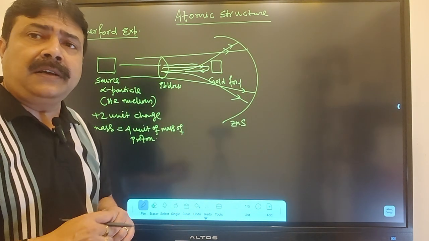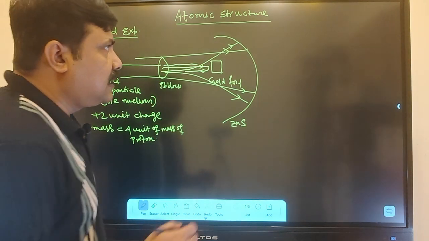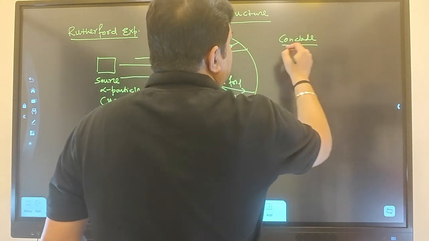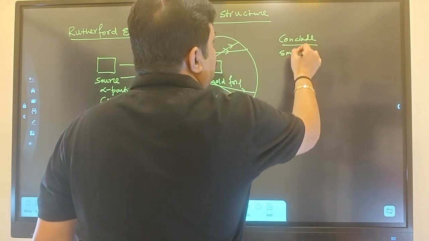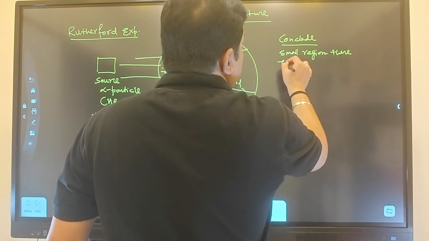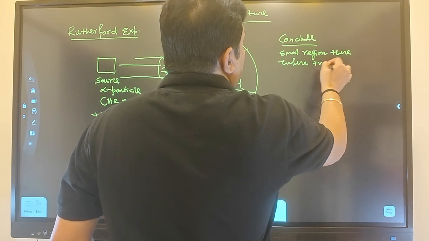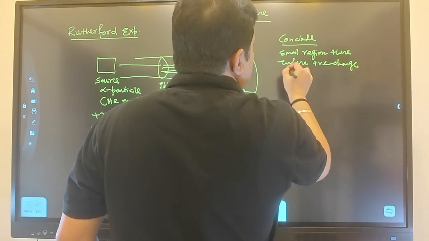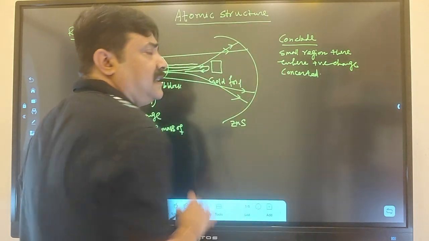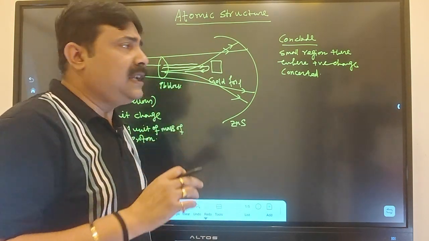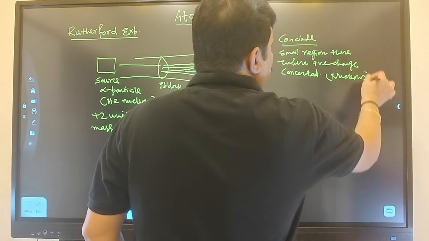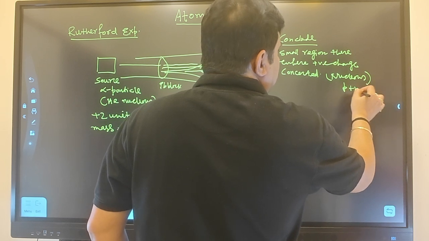From this experiment, what did Rutherford conclude? Rutherford concluded that there is a small region in the atom where positive charge is concentrated. Later on it was discovered that protons and neutrons are in the nucleus, and this is called the nucleus, where there will be protons and neutrons.